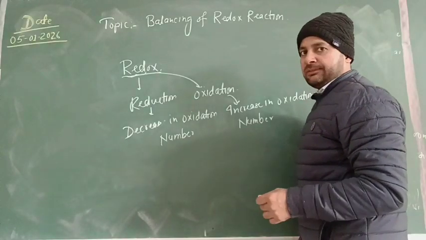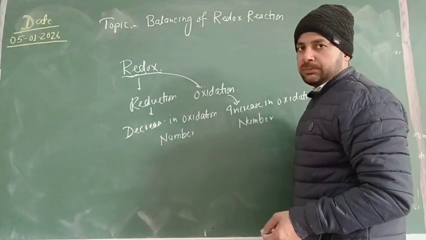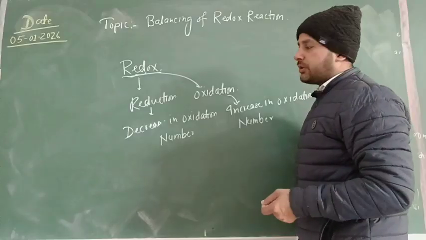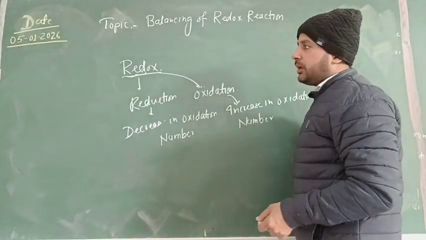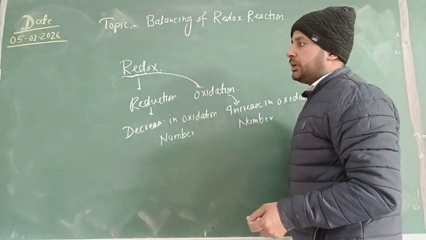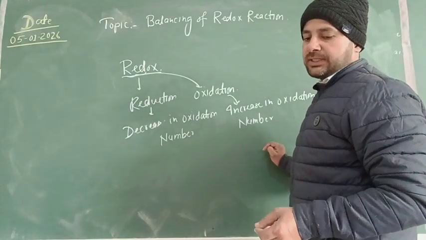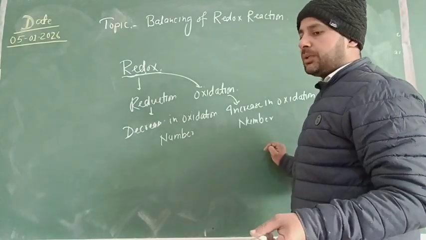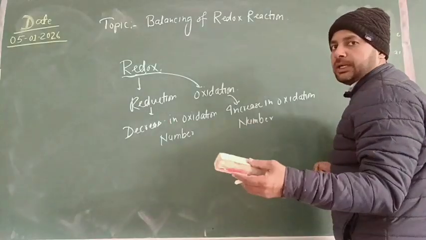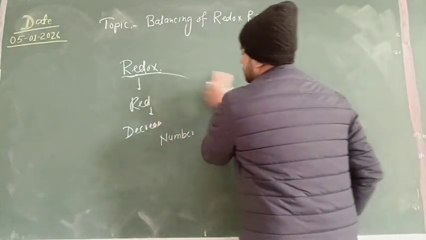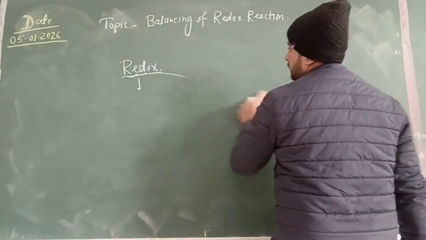And the reaction in which both reduction as well as oxidation take place, we will call a redox reaction. So now we will understand how we can balance a redox reaction. There will be examples given, so we will understand from that example. I will take an example.